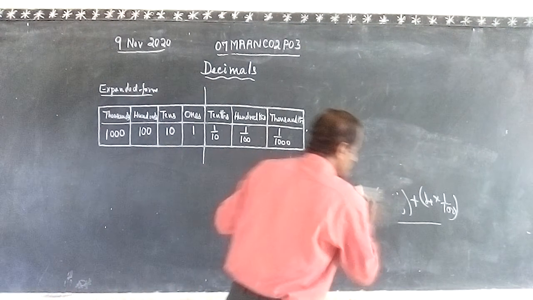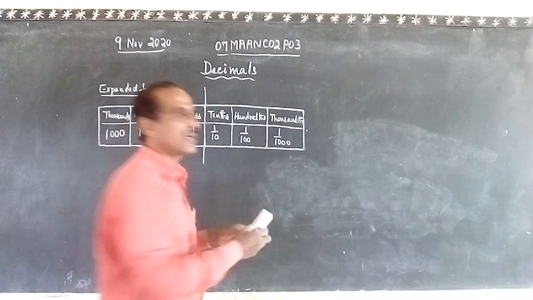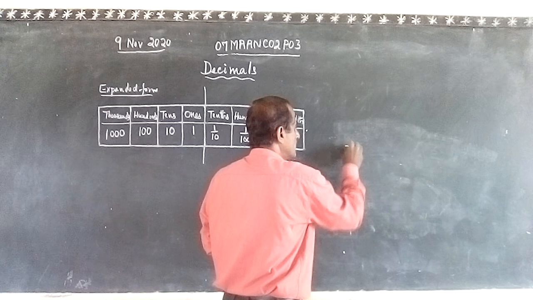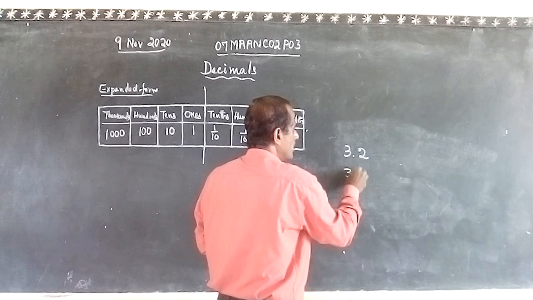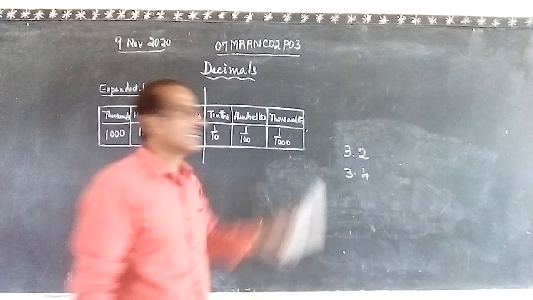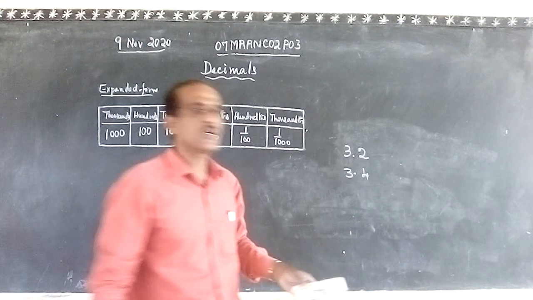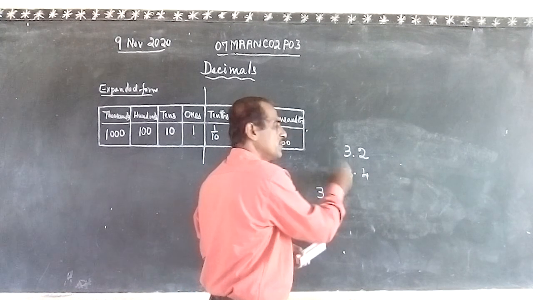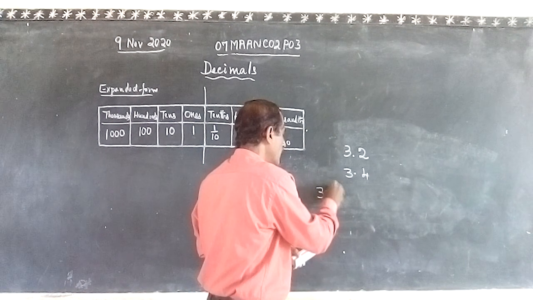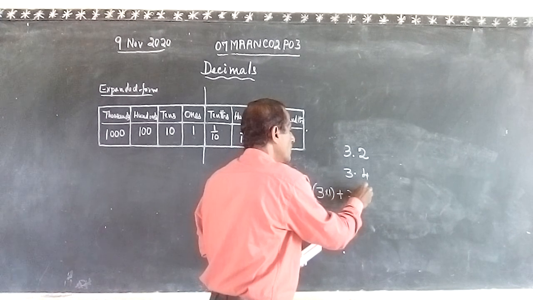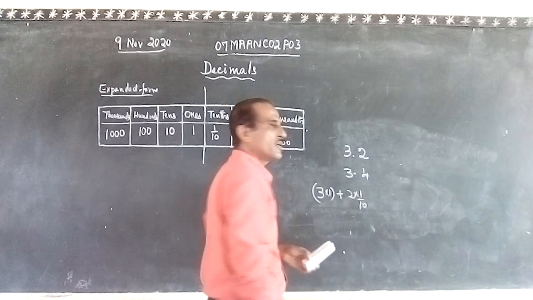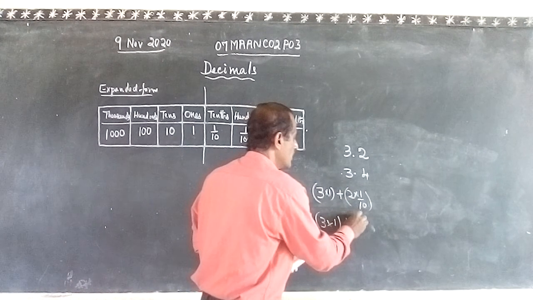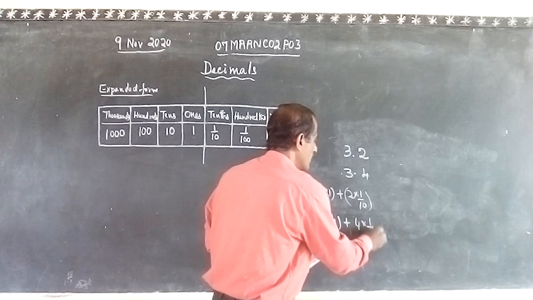Okay. Next, how to check whether a number is more or less. See, for example, if I write 3.2 and 3.4, look at this. Which number is greater, 3.2 or 3.4? See how we can write here. It is 3 into 1. 3 is there in both the numbers. 3 into 1 plus 2 into 1 by 10. We can write it as 2 by 10. This is 3 into 1 plus 4 into 1 by 10, 4 by 10.